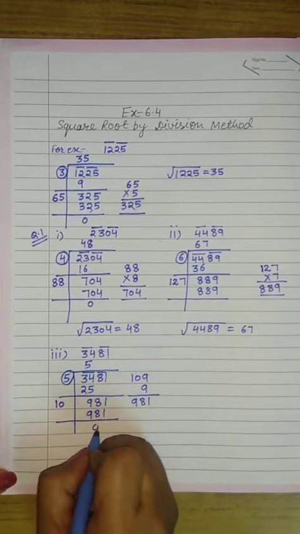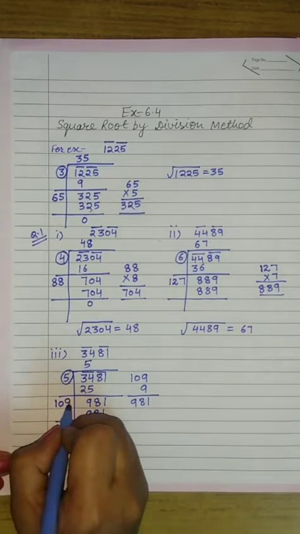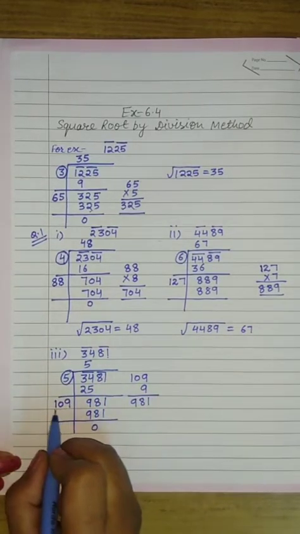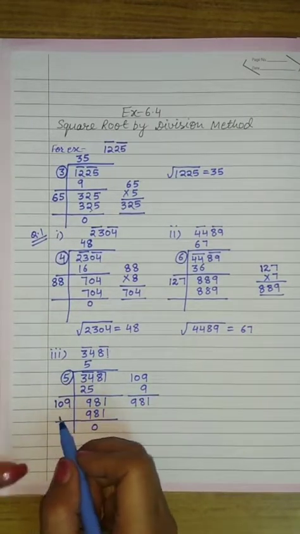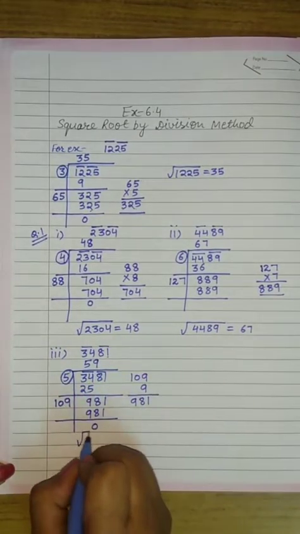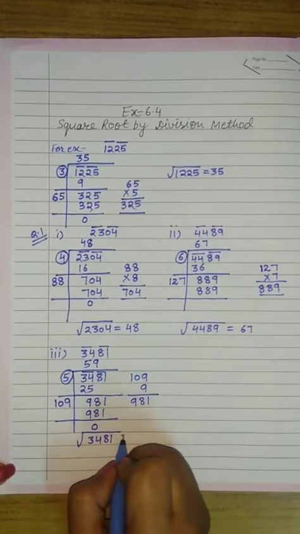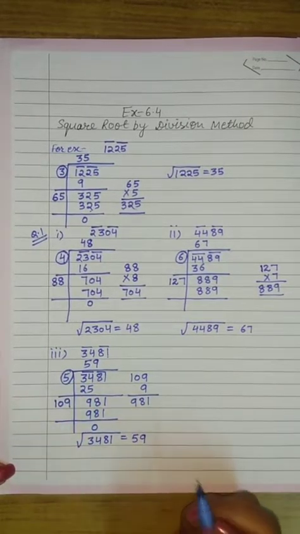So our remainder is 0. So we will write 9 after 10. So 109 is our new divisor and our quotient will be 59. So the square root of 3481 is equal to 59.